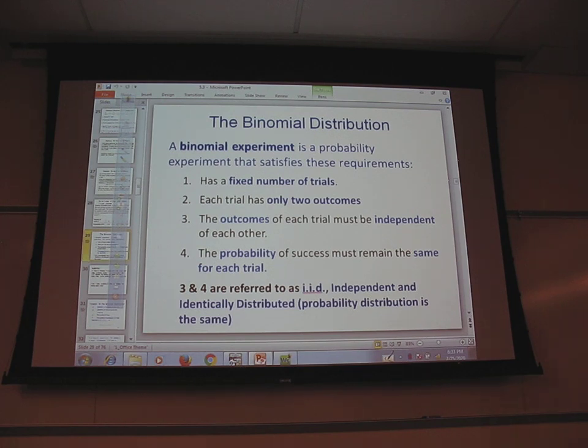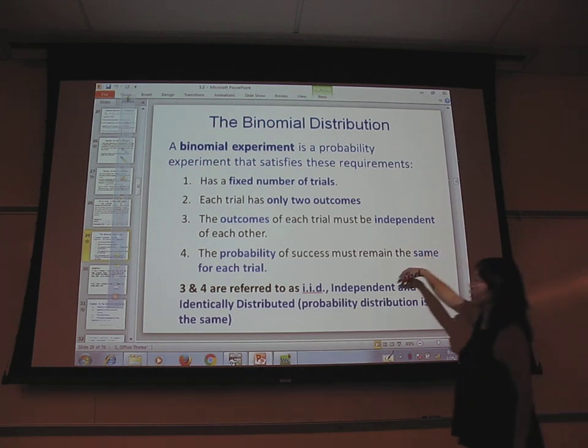Fixed number of trials means you know when you're going to stop before you start. I know I'm going to draw 5 marbles, and that's it. Or I know I'm going to flip the coin 8 times, and that's it. So you know exactly how many times you're going to do it, whatever your trial is. Whatever thing you're going to do over and over again, you're only going to do it that many times, and it's already set before you even start.